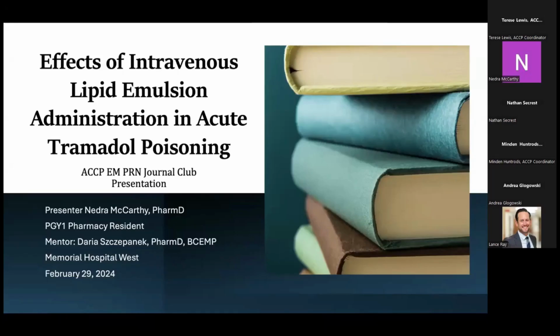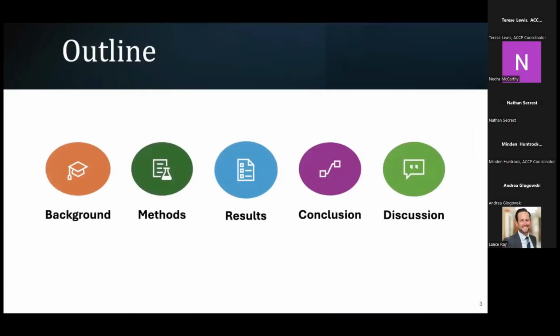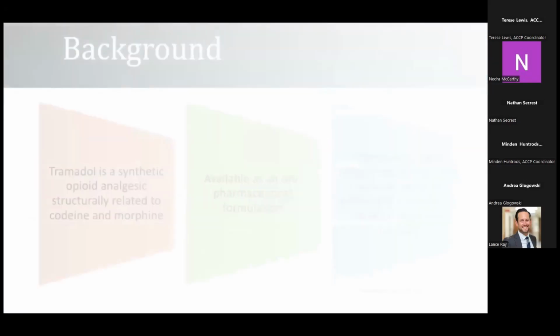I'm going to be looking at the effects of intravenous lipid emulsion administration in acute tramadol poisoning. I just want to preface to say that I do not have anything to disclose or gain from doing this presentation. The outline for this journal club presentation would include highlighting tramadol toxicity and the role of intravenous lipid emulsion in tramadol overdose. Then I'll discuss the methods, results, and conclusion of the study, and conclude with a discussion of the strengths and weaknesses of the study and its applicability to clinical practice.